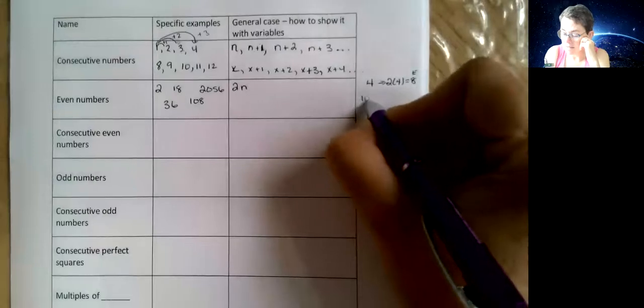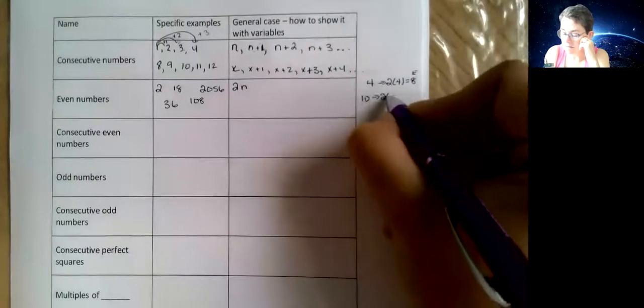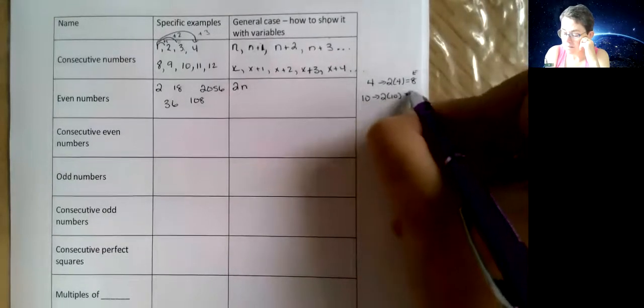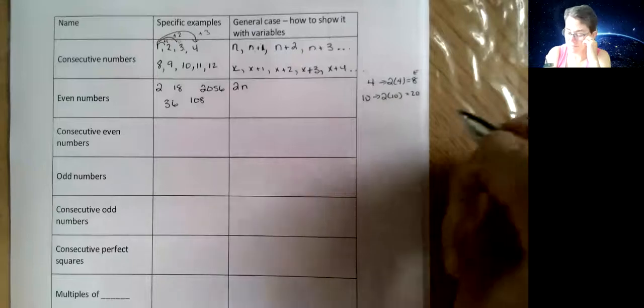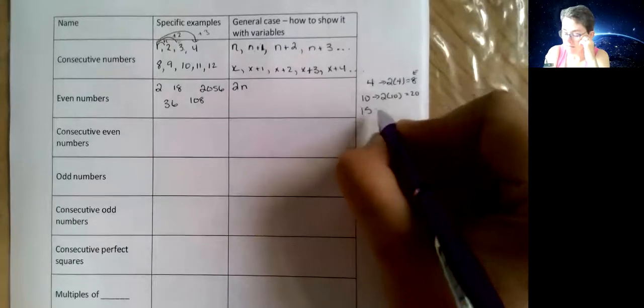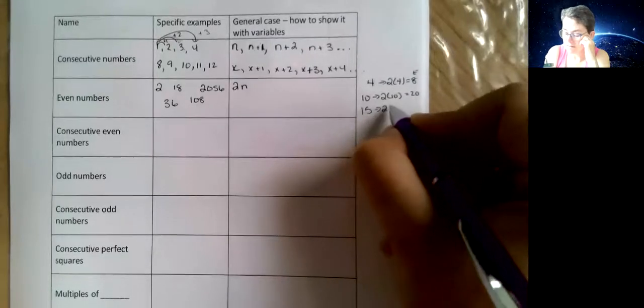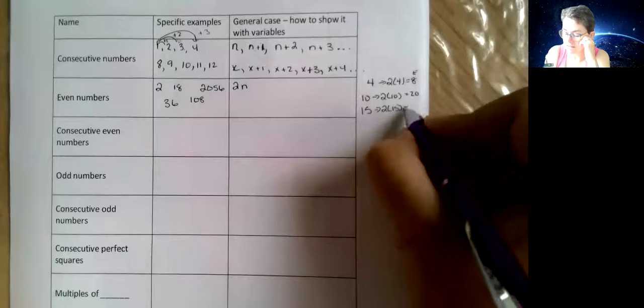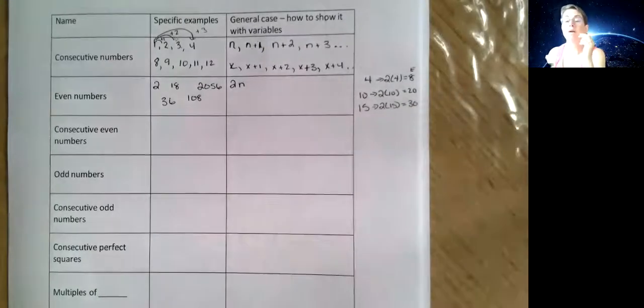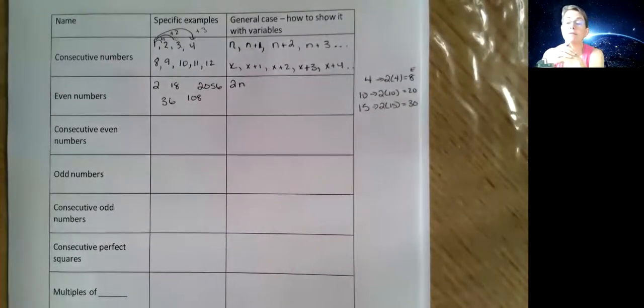If I go 10, 2 times 10 is 20. That's an even number. Well, what if I started with 15? Well, 2 times 15 is going to be 30. So no matter what number you start with, if you double it, the answer is going to be an even number.